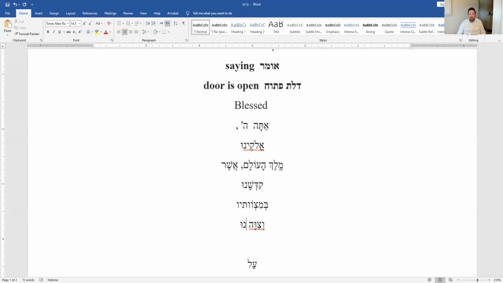Tziva means command. Mitzvah, many people think, means a good deed. In Americanism, what does mitzvah mean? They'll tell you mitzvah means a good deed. What a mistake. They learned Hebrew from Uncle Moshe. Mitzvah doesn't mean a good deed. Mitzvah means a commandment. Tziva means and He commanded. So vetzivanu means and He commanded us.